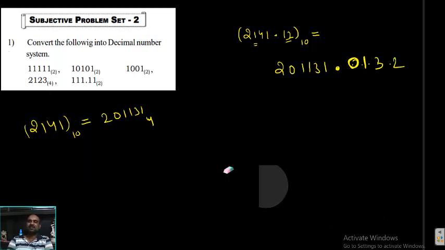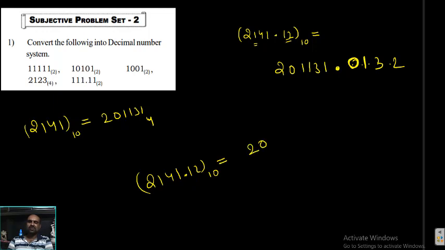Directly, my answer is: 2141.12 base 10 is equivalent to 201131.0132 and so on, base 4.